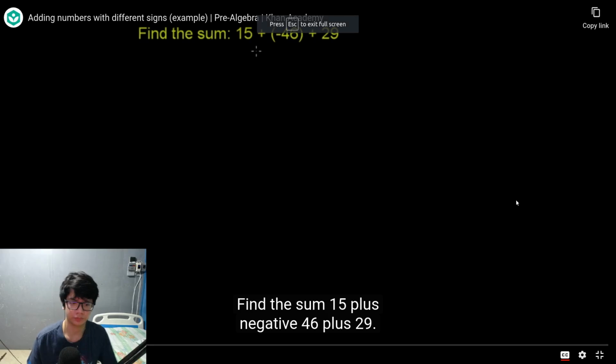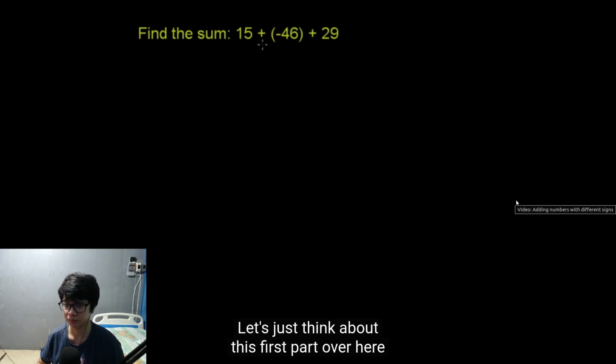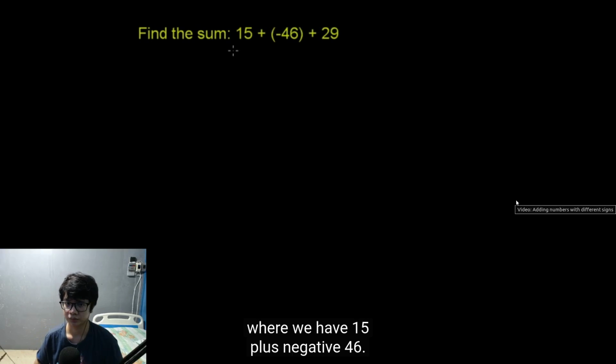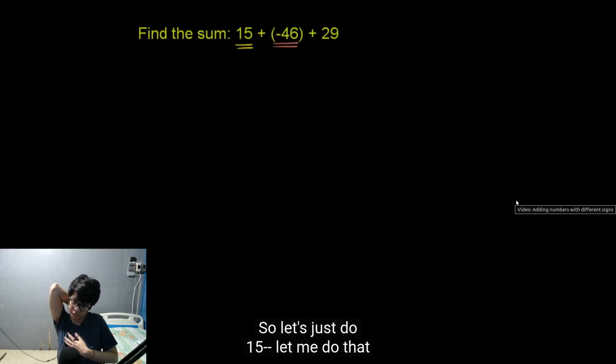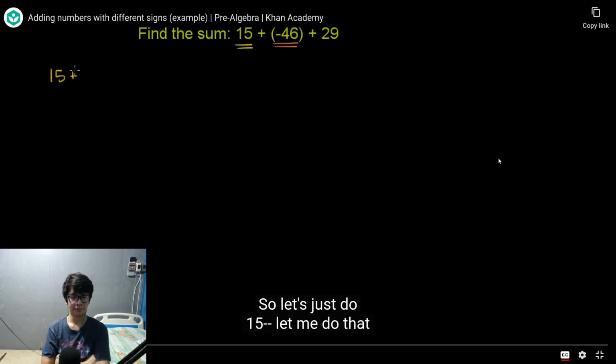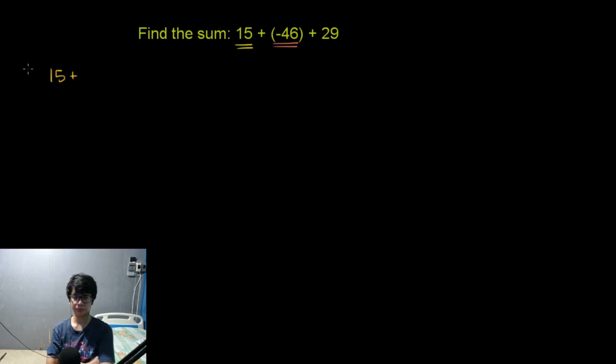Find the sum 15 plus negative 46 plus 29. So let's just think about this first part over here, where we have 15 plus negative 46. And then we'll worry about the plus 29 later on. So let's just do 15 plus negative 46.